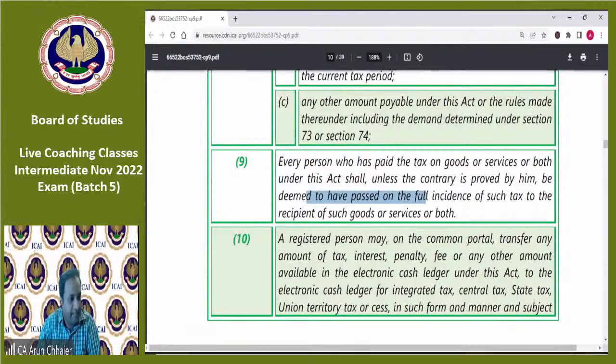Memon, Rafiq bhai, please explain cash and credit ledger. I forgot. No problem. I will log into the portal and then I will open the electronic cash ledger and credit ledger for better understanding.